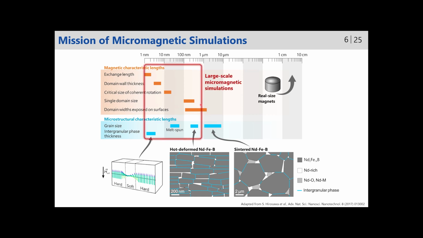So in order to construct a digital twin, we should cover all these scales from nanometers up to microns, and if we can, it would be nice to go even further up to the real size of magnets. That is usually a couple of centimeters or about that. So the only instrument so far which can cover these ranges is micromagnetic simulation.